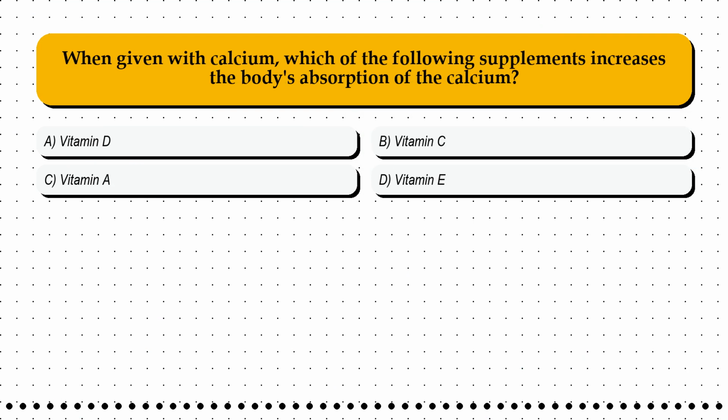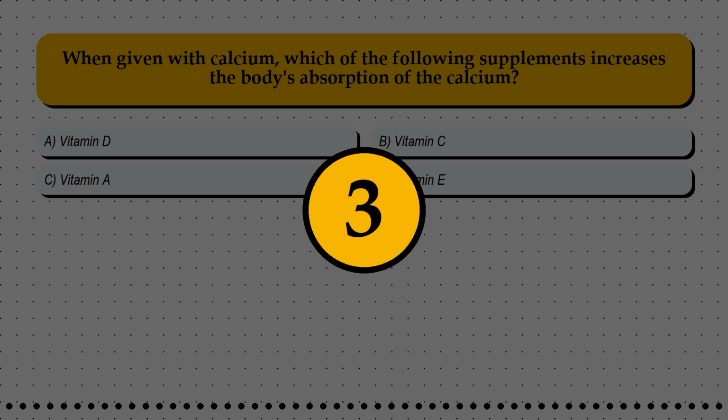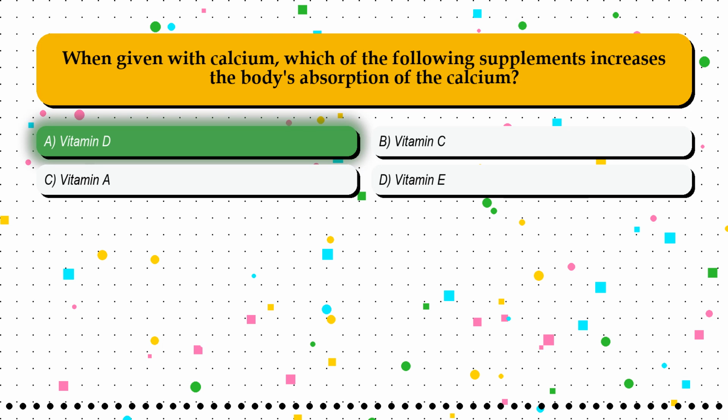Question 149. When given with calcium, which of the following supplements increases the body's absorption of the calcium? Option A, vitamin D. Option B, vitamin C. Option C, vitamin A. Option D, vitamin E. The correct answer is option A, vitamin D.